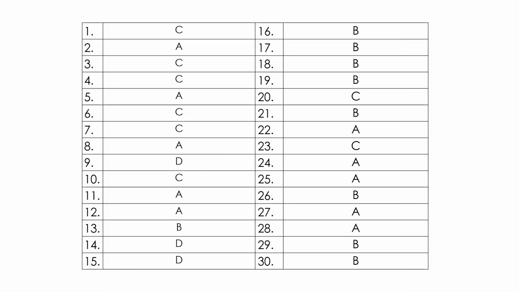Here is the answer key for numbers 1 to 30: 1C, 2A, 3C, 4C, 5A, 6C, 7C, 8A, 9D, 10C, 11A, 12A, 13B, 14D, 15D, 16B, 17B, 18B, 19B, 20C, 21B, 22A, 23C, 24A, 25A, 26B, 27A, 28A, 29B, and 30B.